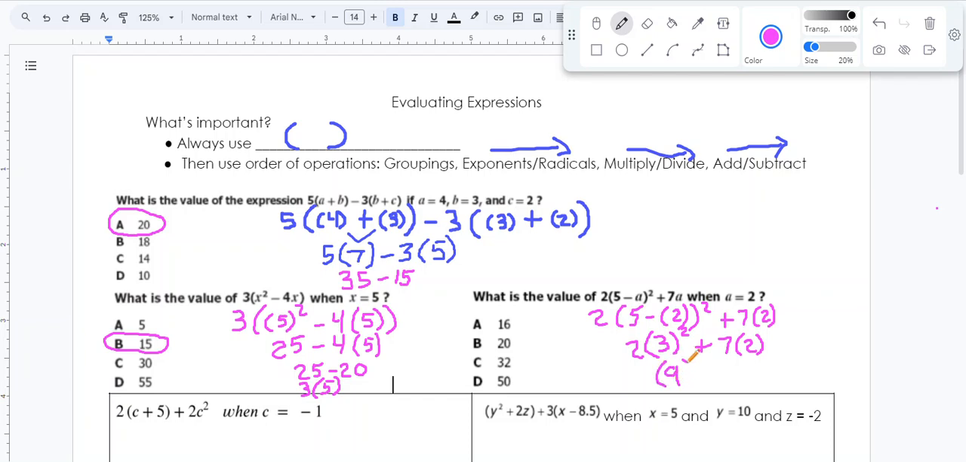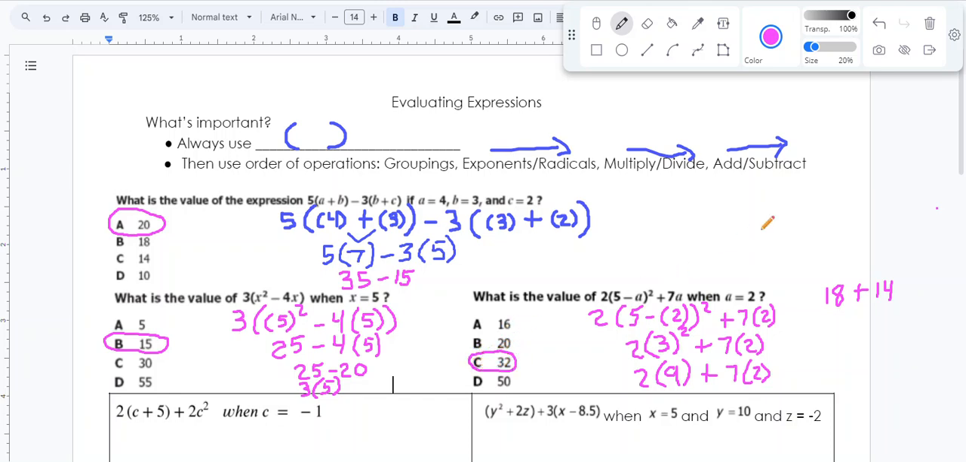And then I have a 2 out in front of that. And remember, when a number is in front of a parentheses, that means multiply. So 2 times 9 is 18. So I'm going to be with 18. And then I can also do 7 times 2, which is 14. And then I would just add those two together. 18 plus 14 gives me 32. And that would be my final answer.